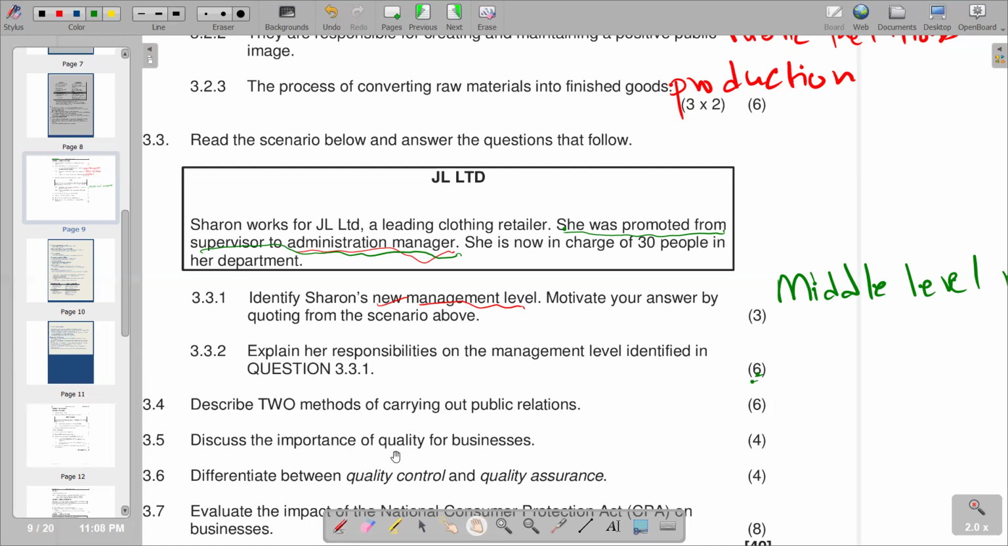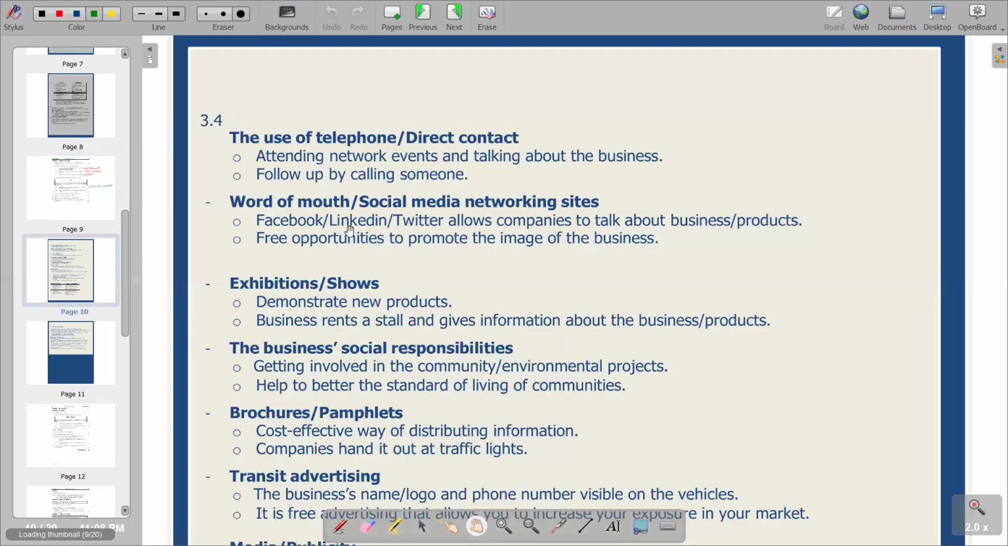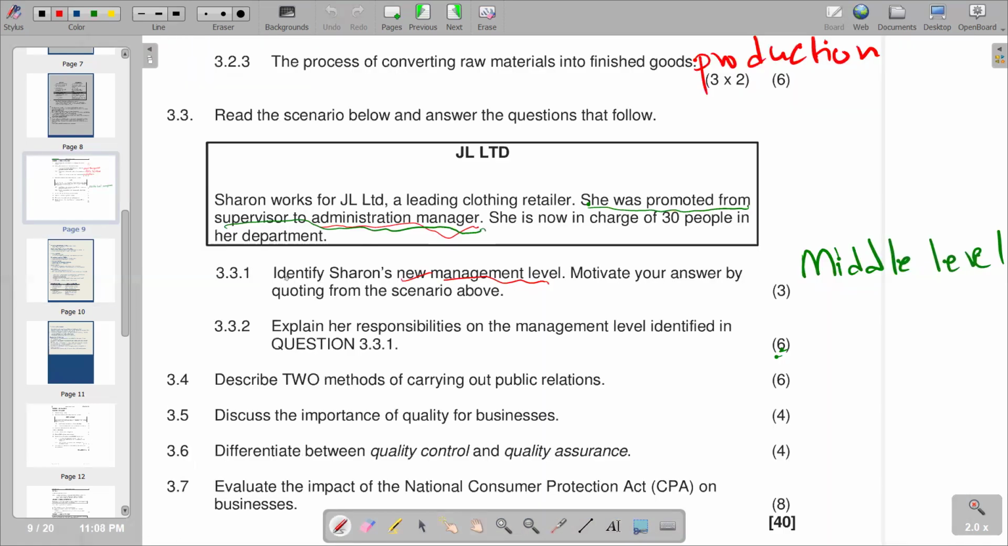And the next part of our question is now 3.4, which says describe 2 methods of carrying out public relations. So you see that we have got methods here for carrying out public relations, whereby we are having the use of telephone, word of mouth. So basically, if you go back there, obviously we need to understand what we mean by public relations, so that we can be able to answer.